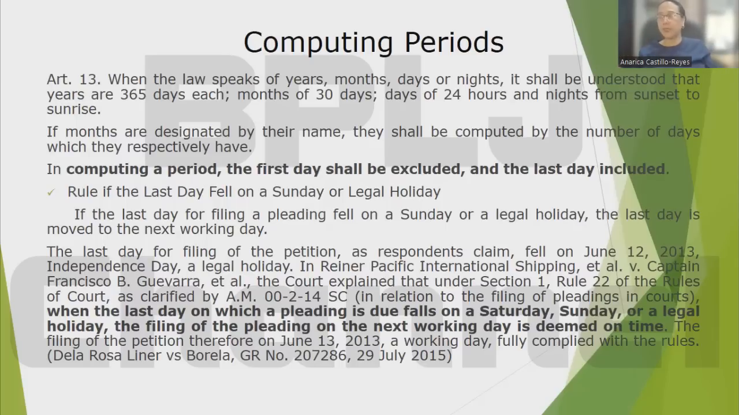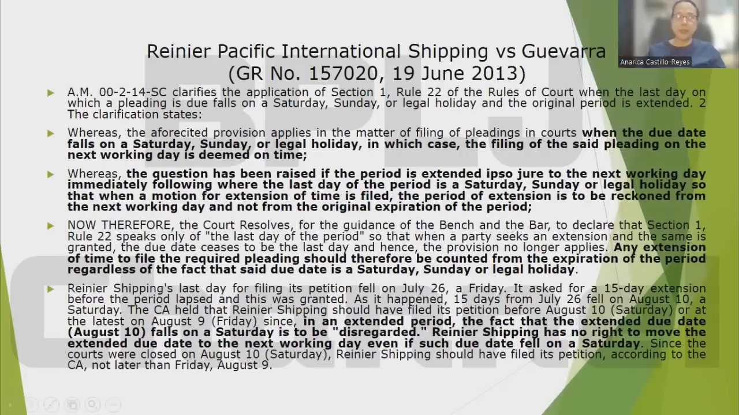However, September 24 fell on a Sunday. Okay? When should the last day be? Is it September 24, which fell on a Sunday? The answer is no. The last day will fall on the next working day, which is Monday, September 25. That is the doctrine in the case of Rainier Pacific versus Guevara.